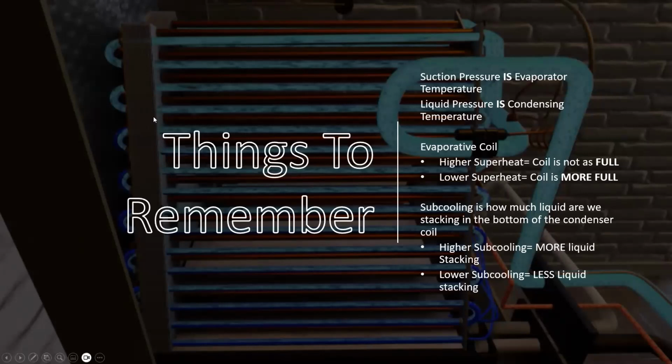So let's just really break down the basics. Suction pressure is evaporator temperature. Liquid pressure is condensing temperature. What is happening in our evaporator coil? Mind you, that is our low pressure, low temperature refrigerant. And what is happening with our subcooling in our condenser coil? How much do we have? How much do we need? Any subcooling is a good start. No subcooling means we are not going to be able to meter. So let's keep this in mind.